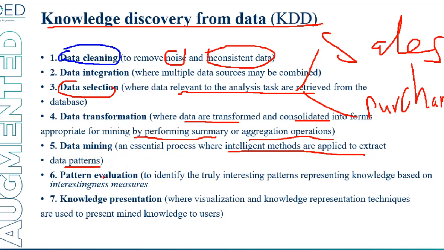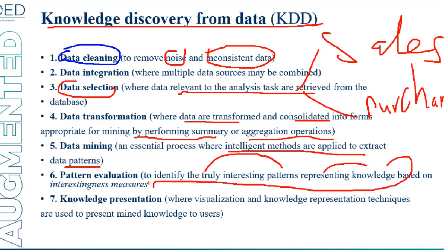Next one is pattern evaluation. It identifies truly interesting patterns representing knowledge, based on interestingness measures. For example, by applying a data mining concept, I am deciding whether I am going to play tennis or not, or whether the patient has cancer or not. We take an attribute and decide which group the attribute should be grouped in. These things are analyzed and finalized. This is known as pattern evaluation.